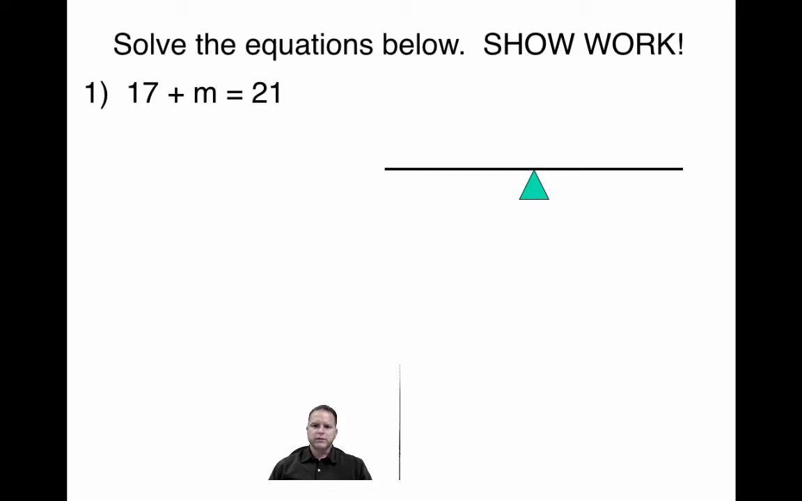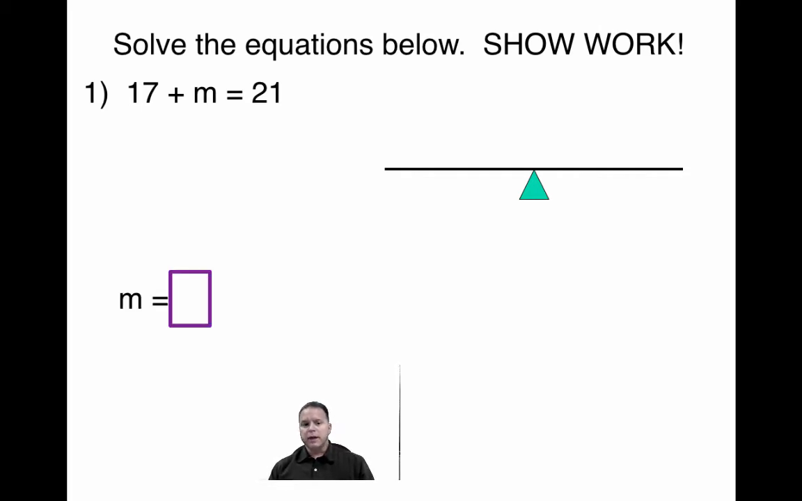Chapter 2, Lesson 5, Adding and Subtracting One-Step Equations. We're going to do some visual work here, so you can see visually how we're solving this problem. The problem is 17 plus m equals 21.